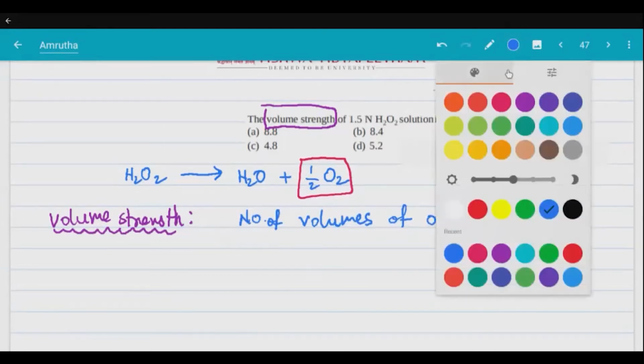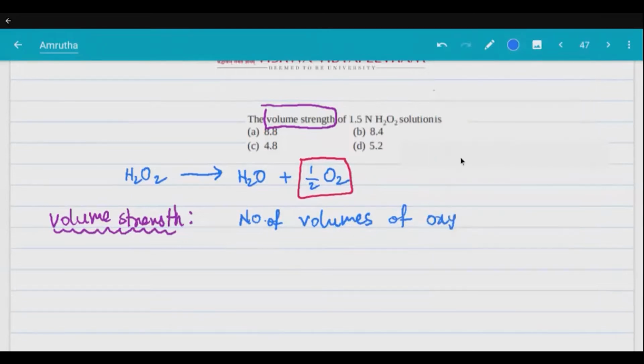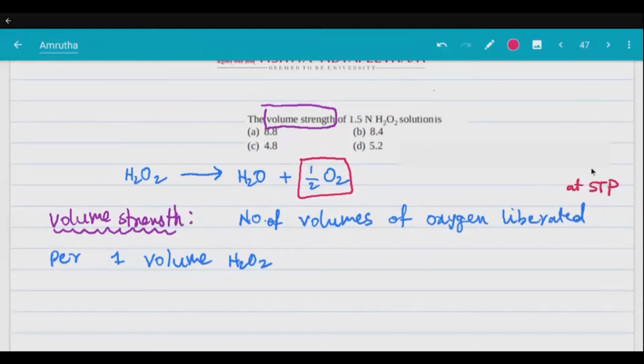You can use milliliters, meter cube, centimeter cube, or even liters as volume units. How many volumes of oxygen are liberated per one volume of H2O2? That must be at STP. Very important, this is at STP. STP means standard temperature and pressure conditions.